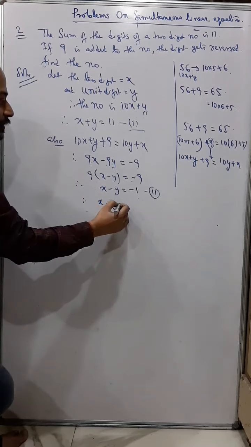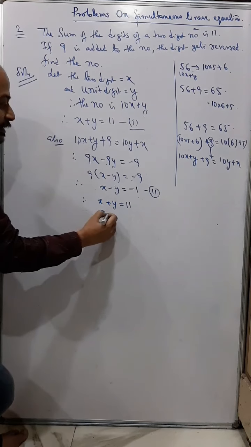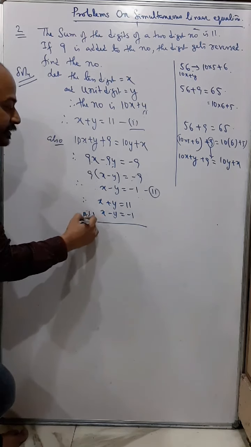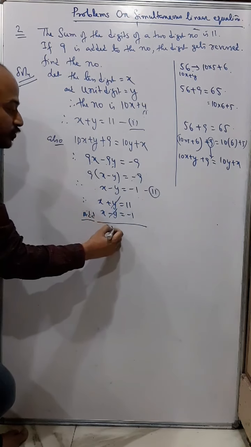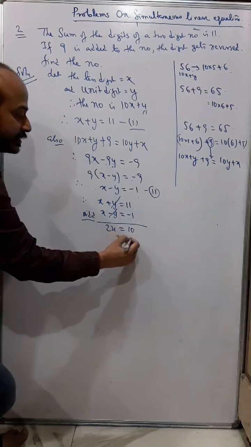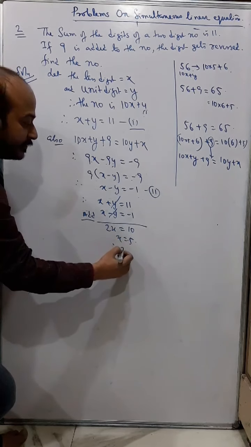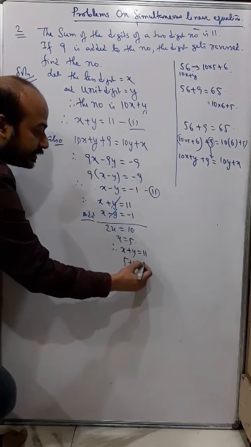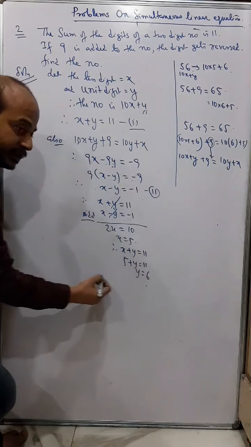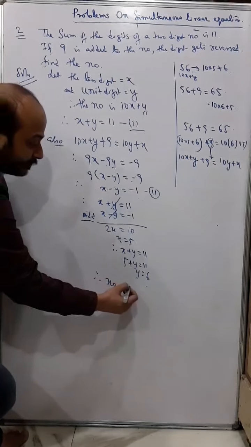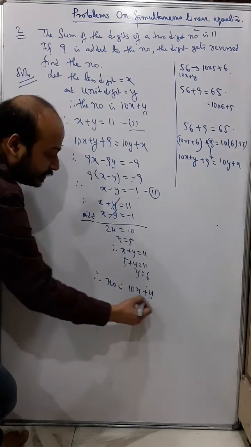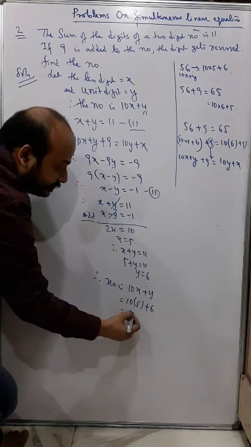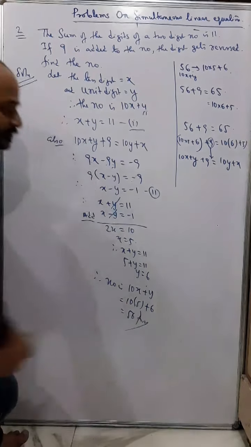x plus y is equal to 11 and x minus y is equal to minus 1. Now simply adding it, I get what? 2x is equal to 10 and x is equal to 5. Now if x is equal to 5, x plus y is equal to 11, so I get 5 plus y is equal to 11, y is equal to 6, and therefore the number is, I have to write like this, 10x plus y, which means 10 into 5 plus 6, I get 56. So 56 is my answer. Understand?